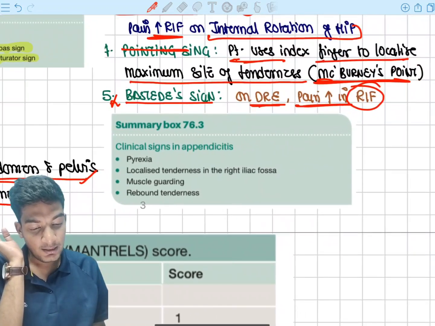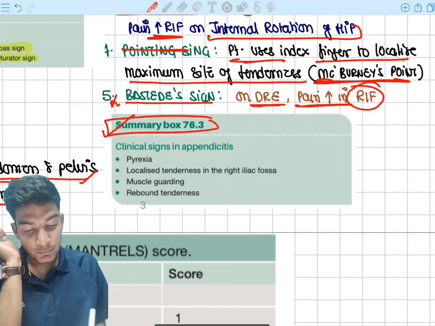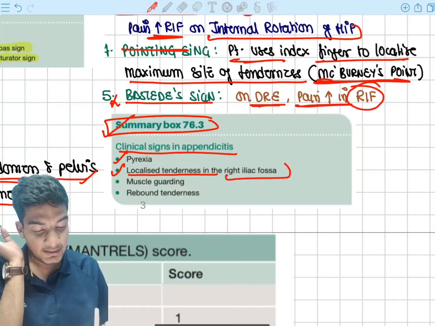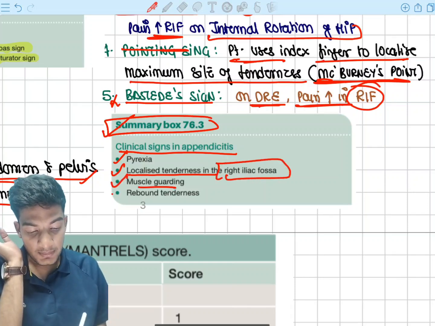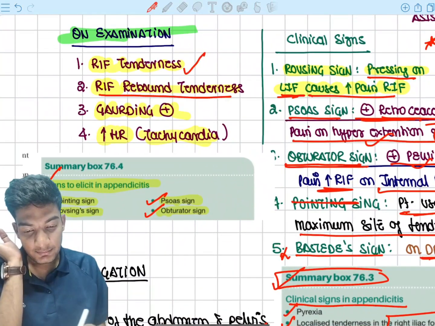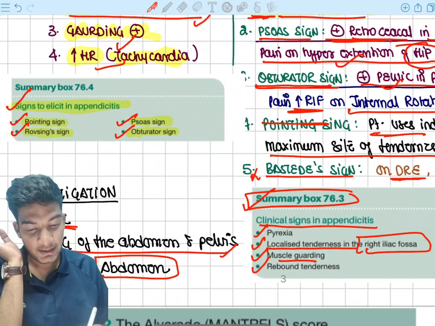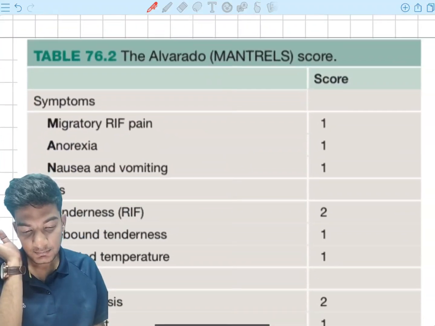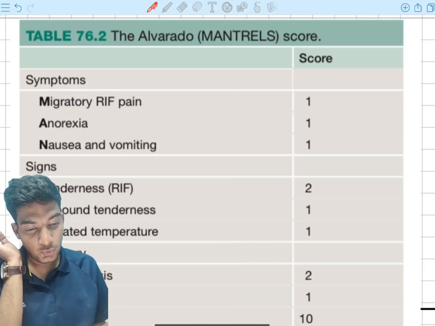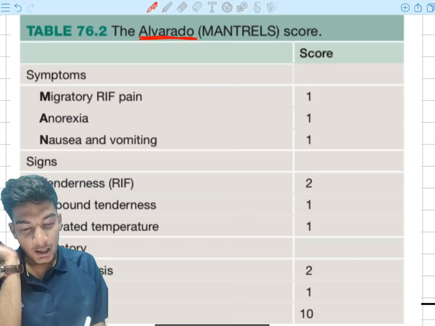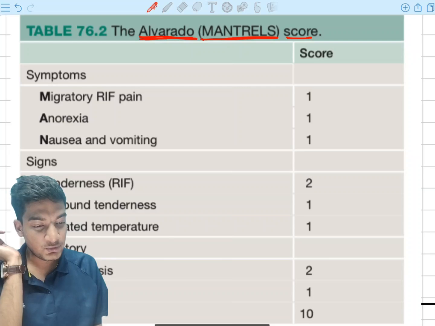Now, one more summary to be read. Clinical signs in appendicitis are pyrexia, fever, localized tenderness in right iliac fossa, muscle guarding, and rebound tenderness, which we have already done here, right? Rebound tenderness, guarding, and tachycardia. The fever was also there in the clinical feature part. Now, one important score to be measured in the case of appendicitis is the Alvarado score, that is the MANTRELS score.